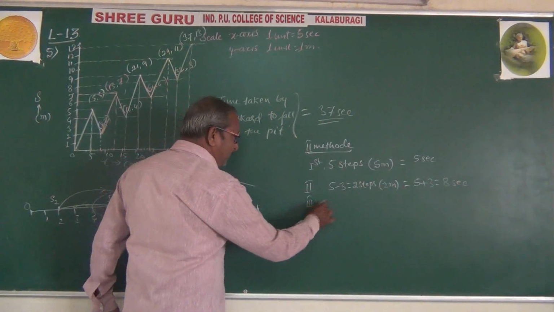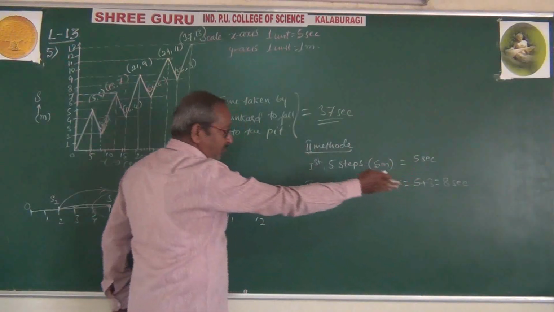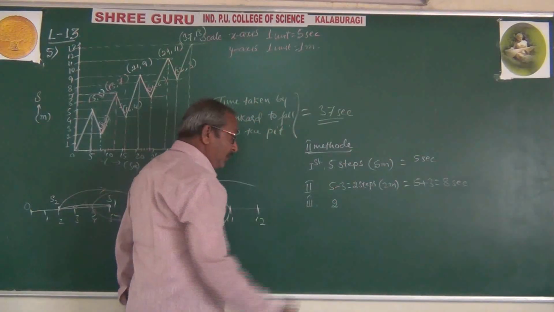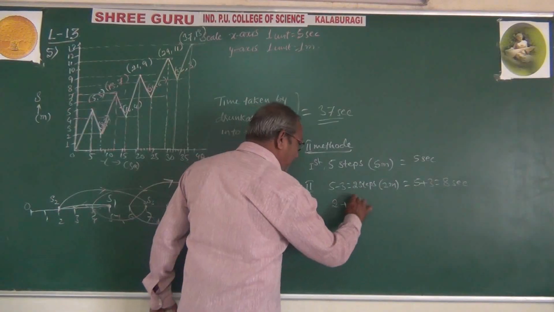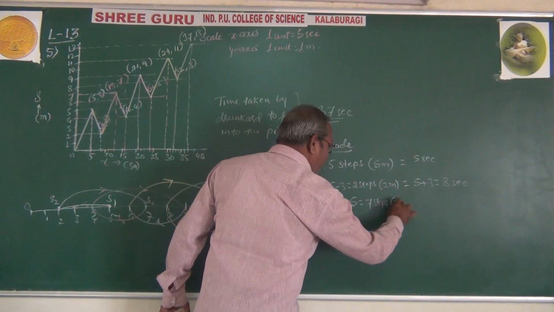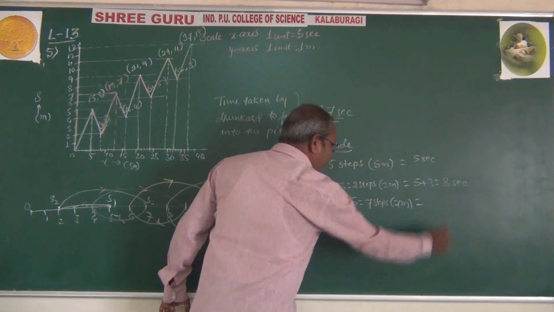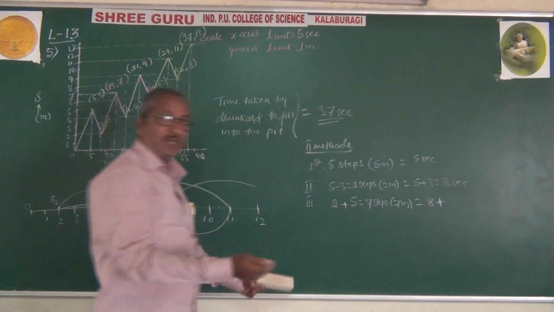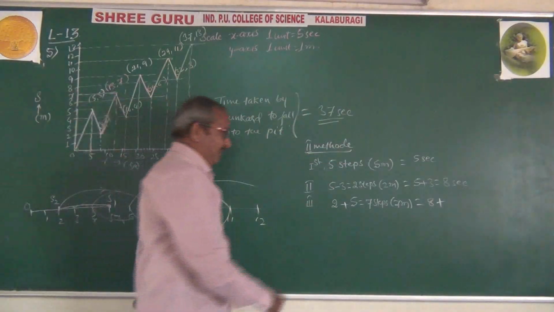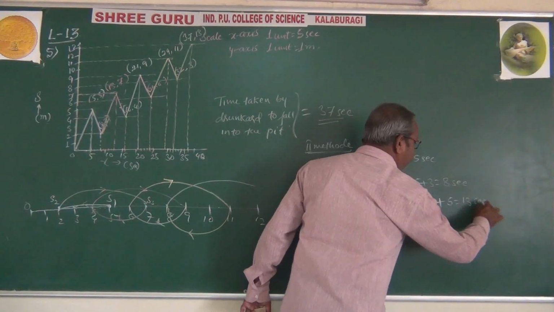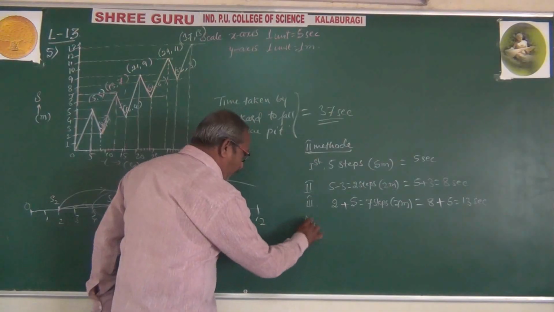Third case. 2 steps forward, 5 steps forward. 5 means already 2 we have. Plus 5 steps equal to how many? 7 steps now. 7 steps means 7 meter. What is the time it will take? Already 8 seconds he completed. Plus for 5 steps, again 5 seconds. Equal to how much here? 13 seconds.